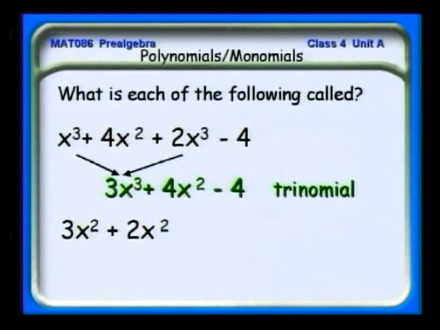Here's another trick one. That should give you a big hint. I have 3x squared and 2x squared. Since I have x squared in both cases, I can add them together to get 5x squared, and that makes that a monomial.